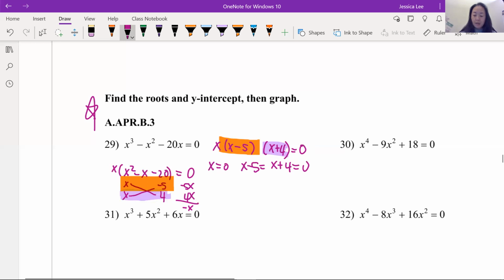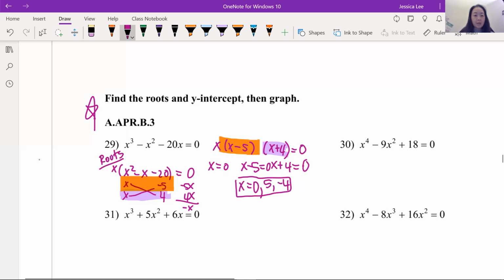So now that we have that, we're just going to solve for them. And we know that x is going to equal 0. Oh, I didn't put in the 0 there. So x minus 5, we'd add 5 to both sides, so that's just going to be 5. And then this is going to be negative 4. So these are our roots right here. I should probably label them roots.